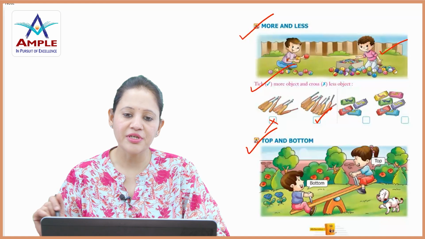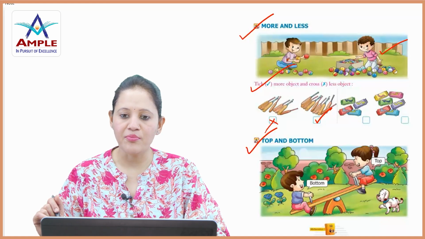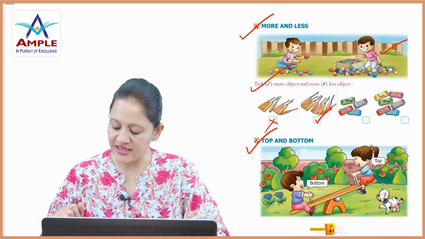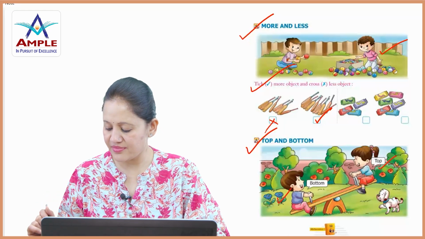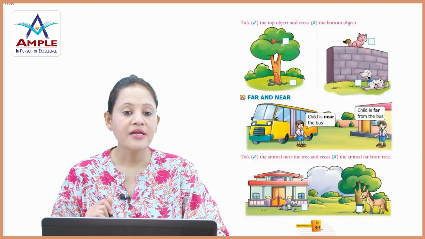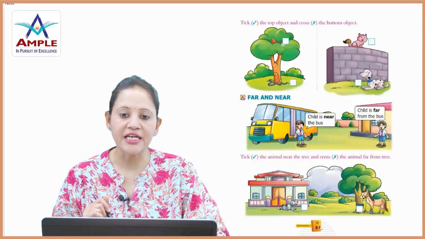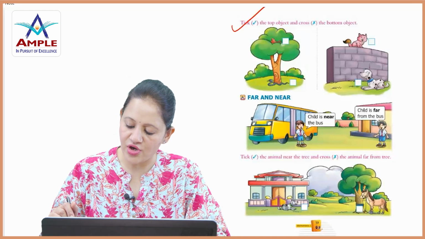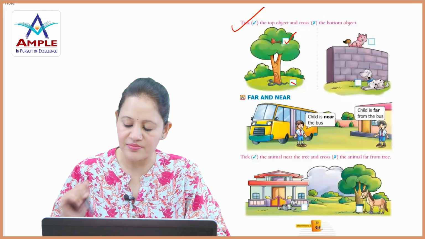So, here you can see one girl and boy playing on a seesaw. This girl is on the top and the boy is at the bottom. Next, take the top object and cross the bottom object. So, this is on the top and this is at the bottom. So, we will cross it.